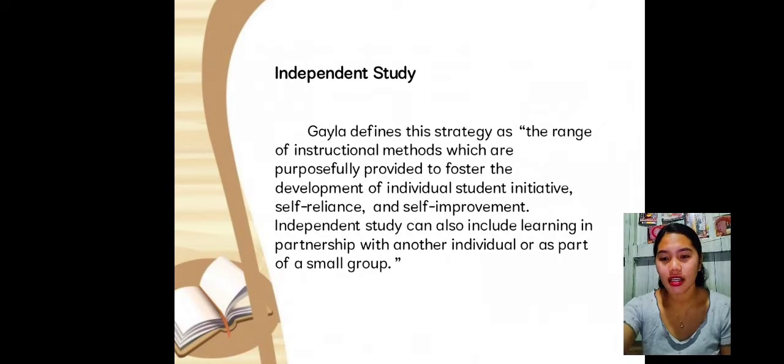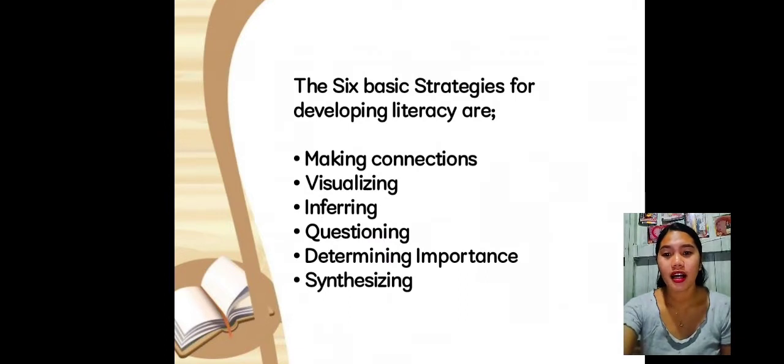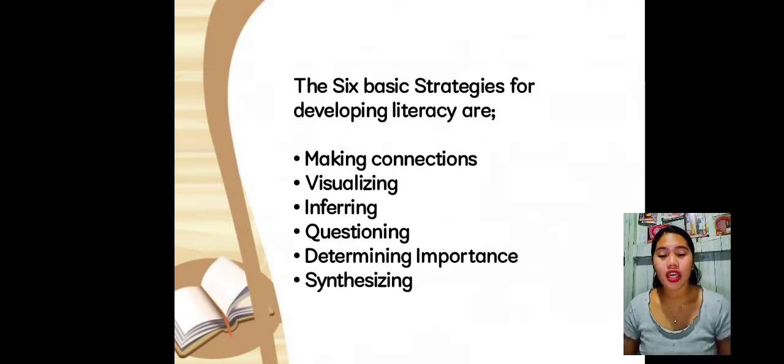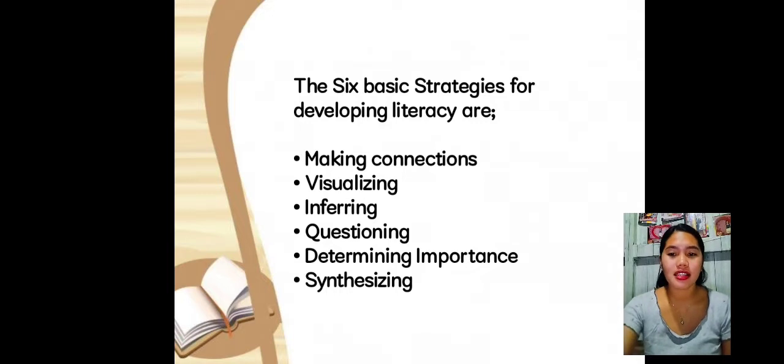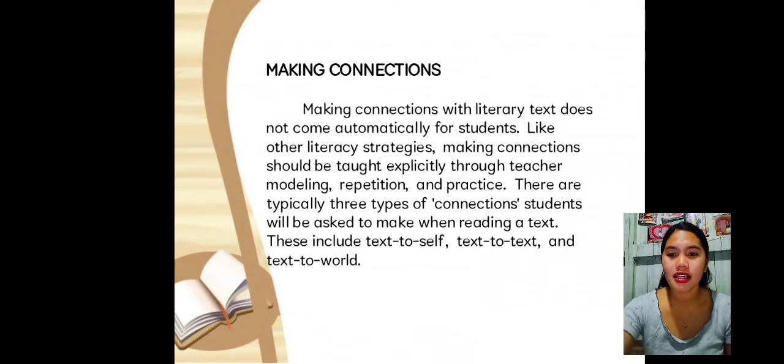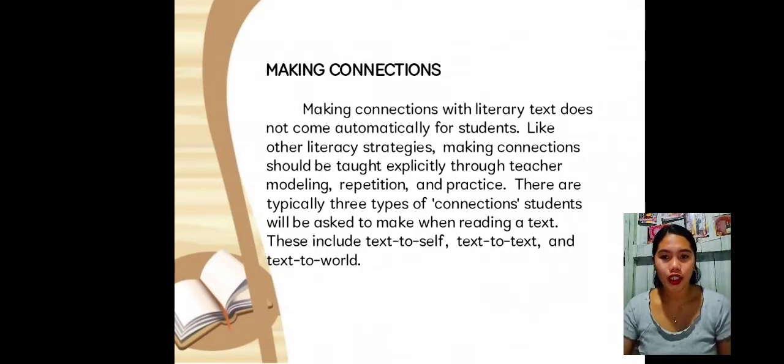Next, let us proceed to the six basic strategies for developing literacy. This includes making connections, visualizing, inferring, questioning, determining importance, and synthesizing. First, let us define making connections.